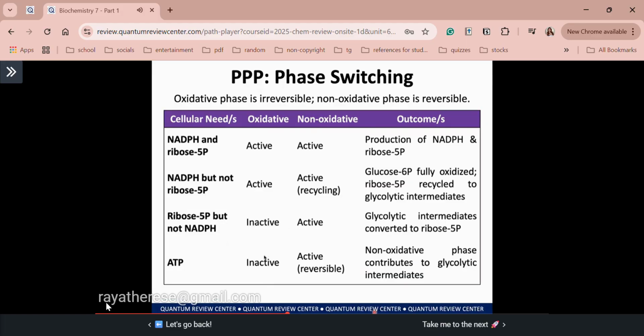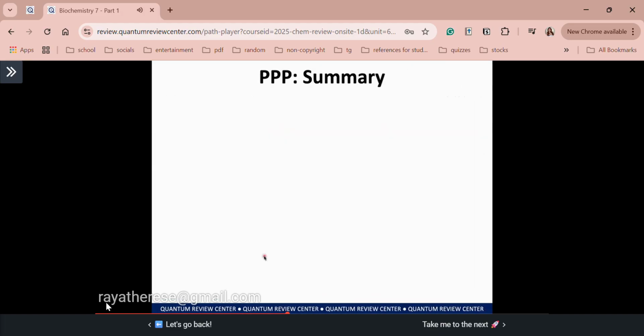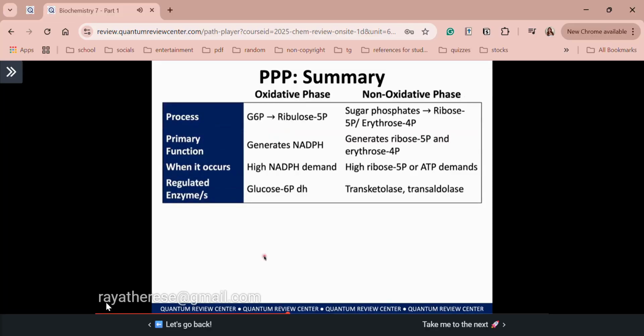Alright, so now we summarize our discussion on PPP. Again, we have two phases. The oxidative phase is responsible for converting G6P to ribulose 5-phosphate. On the other hand, in the non-oxidative phase, your sugar phosphates are converted to ribose 5-phosphate or erythrose 4-phosphate, depending again on your cellular needs. Primary function: oxidative for NADPH production. Non-oxidative, again, for production of sugars, R5P and E4P.